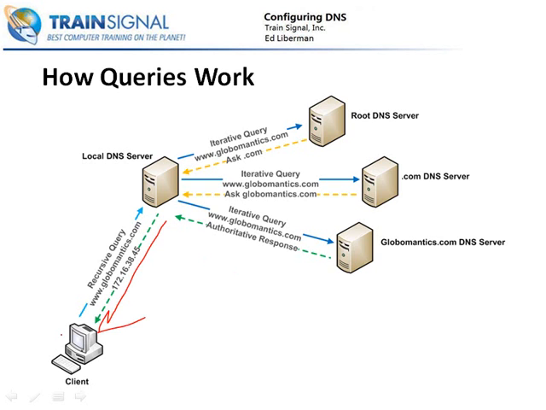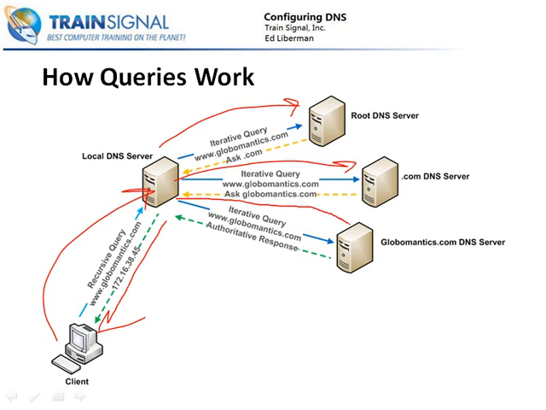Just to review, you have a client who says, hey, local DNS server, do you know who this is? Local DNS server thinks to itself, no, but it's a recursive query, so I'm going to go out and find the answer. It says, root, do you know? Root says, nope, but you can ask .com. .com, do you know? Nope, but you can ask globalmantics.com. Globalmantics.com, do you know? Yes, I do. And then the answer is given to the local DNS server, who can then pass that answer back down to the client. And that's how queries work.